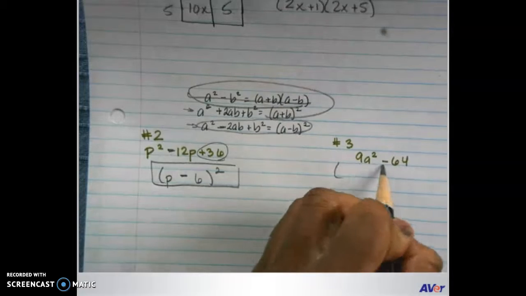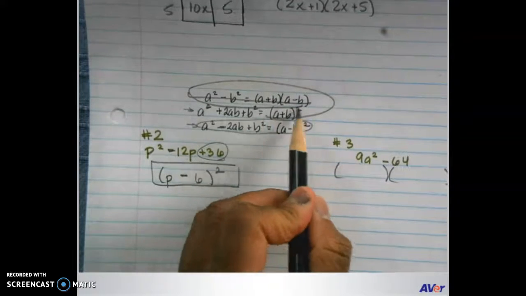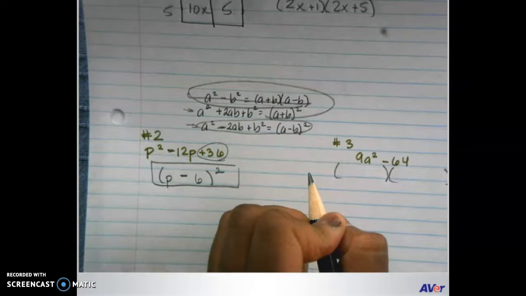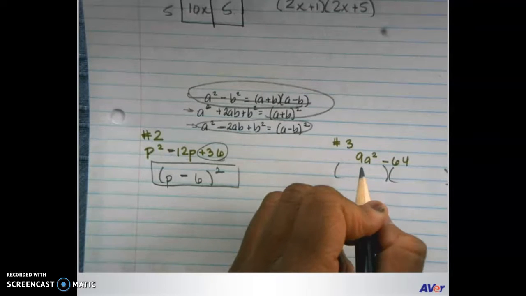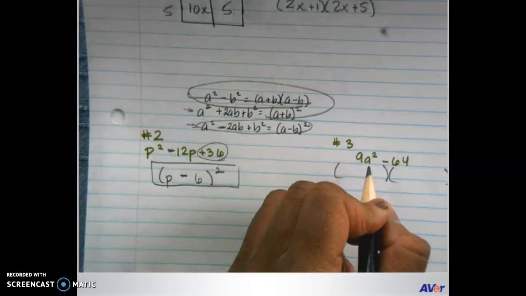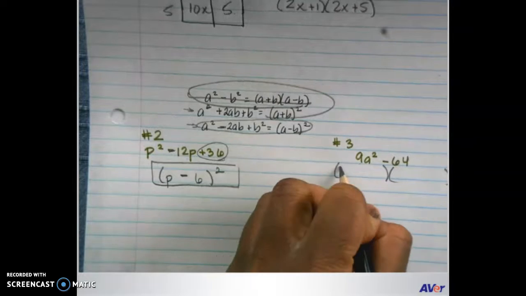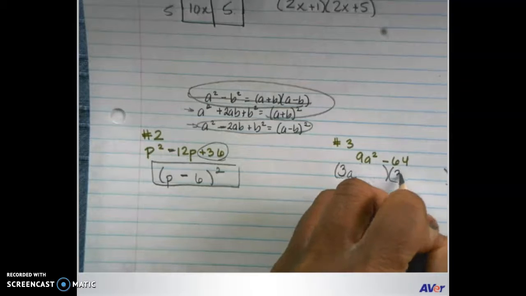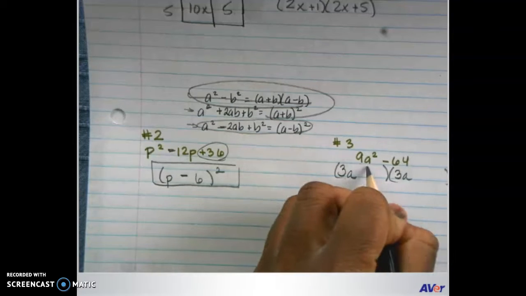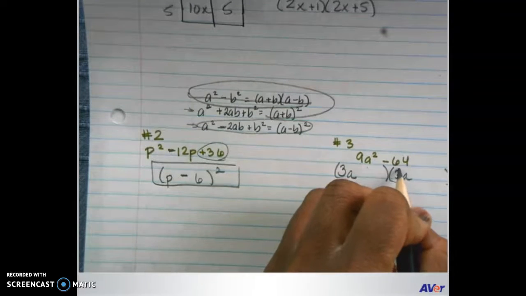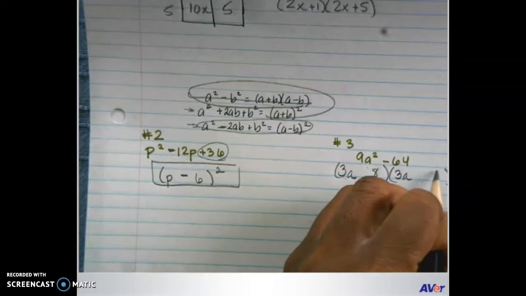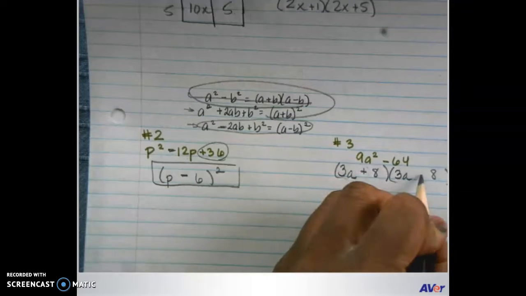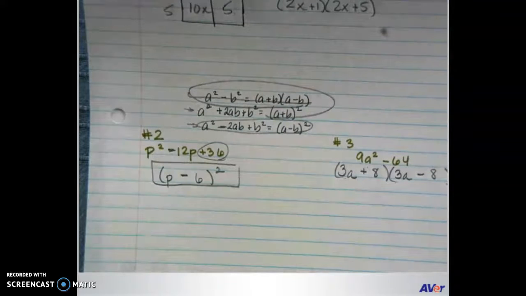So when I have that, I'm going to have kind of the same thing repeated, except one is plus and one is minus. I'm going to ask myself the same thing I had to ask myself for number 2. What times itself gives me 9a squared? Well, what times itself gives me 9? 3. What times itself gives me a squared is a. So 3a and 3a. If I multiply those, I get 9a squared. Then what times itself gives me 64? Well, 8 times 8 gives me 64. And then from here, either one plus minus, it doesn't matter which order you put those in.